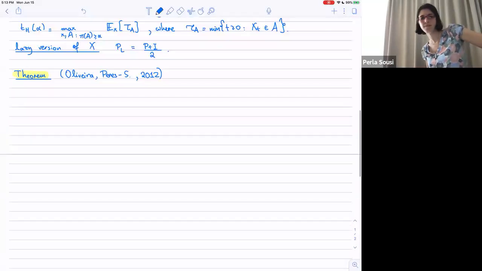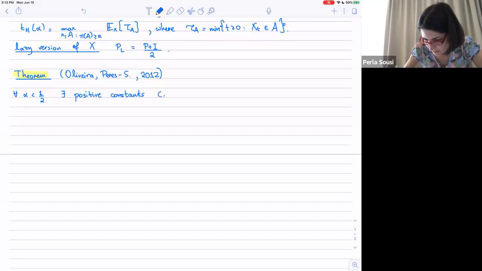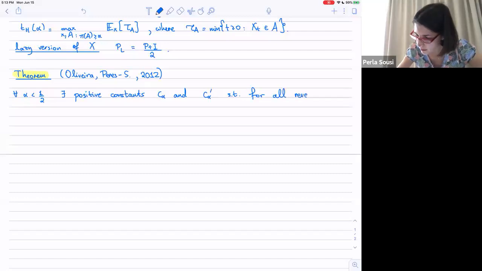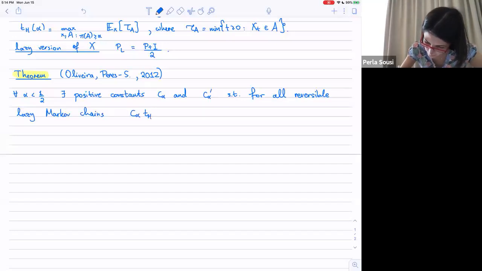Okay, so the first theorem is the following. For all alpha strictly less than a half, there exist positive constants C alpha and C alpha prime such that for all reversible lazy Markov chains, we have that C alpha times t H of alpha is upper bounded by t mix. This is upper bounded by C alpha prime times t H of alpha.